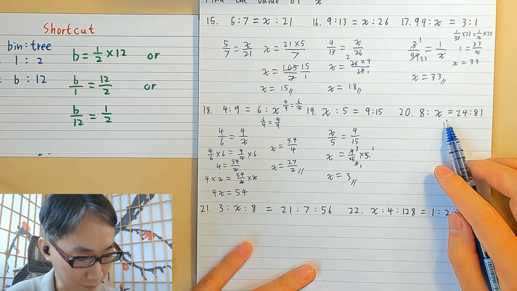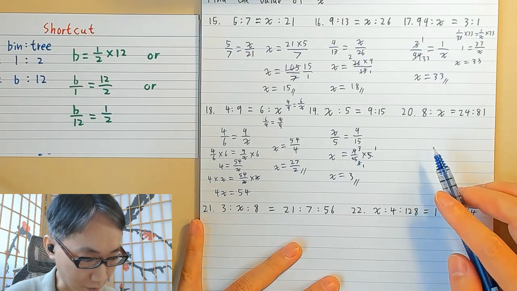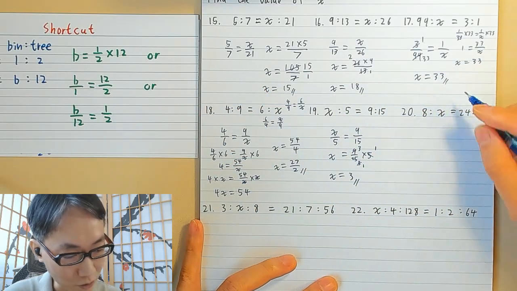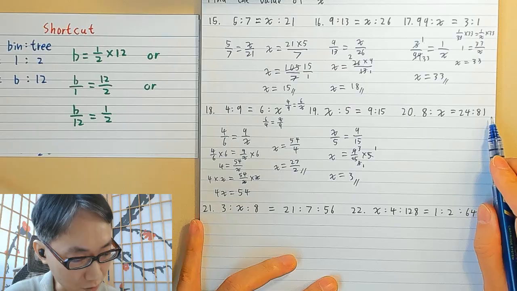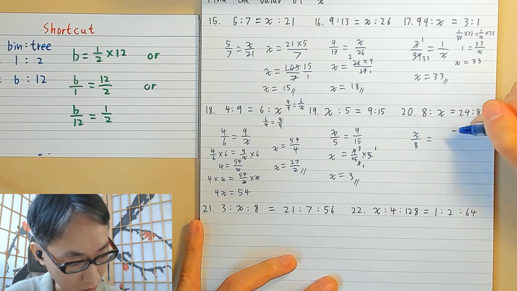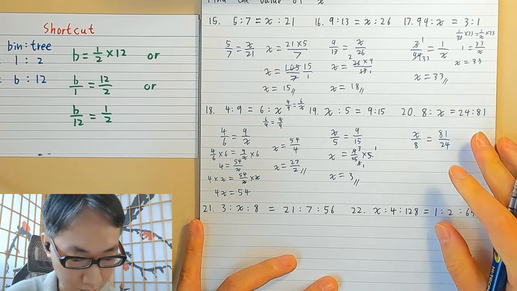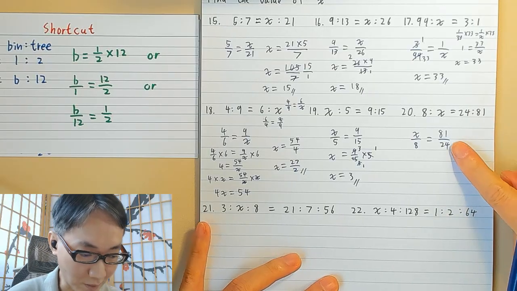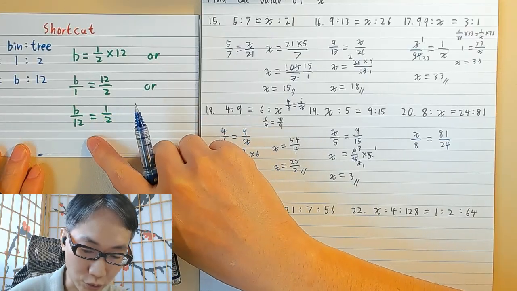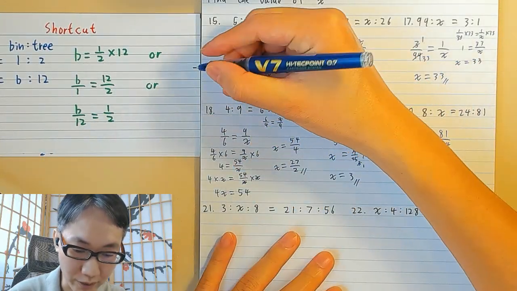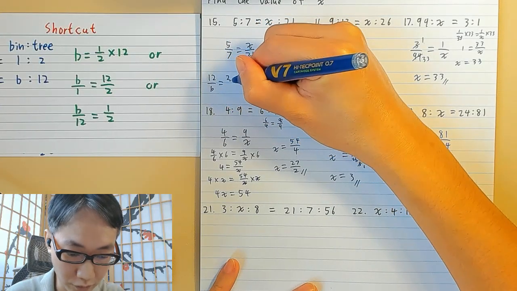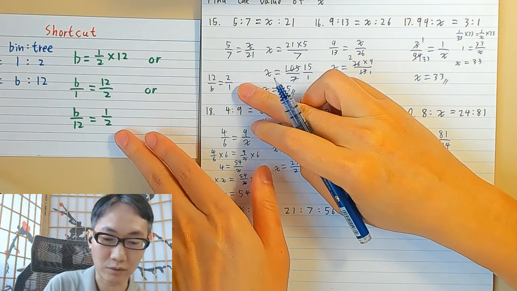This one. So I can use this one. I can do the reciprocal of this one as well. So x over 8 is equal to 81 over 24. Okay, so this method is this one in a reciprocal sense. Because b over 12 equals 1 over 2 can also be expressed as 12 over b equals 2 over 1. These two are the same expression.